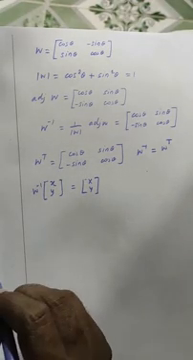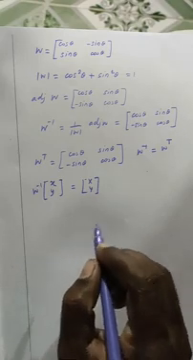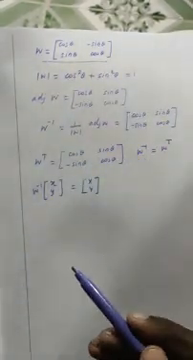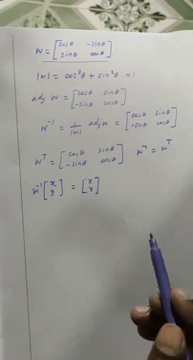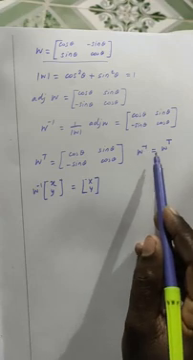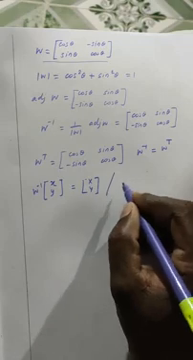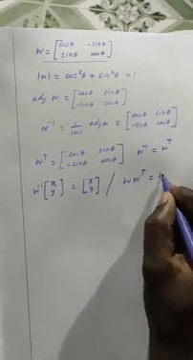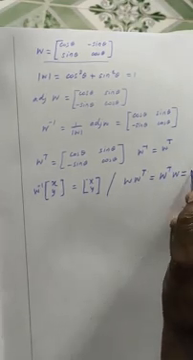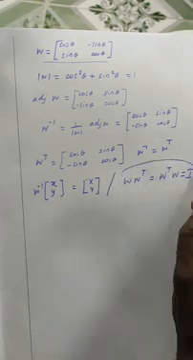This transformation is used in computer graphics and denoted by the matrix W, and W satisfies the special property that W inverse is equal to W transpose. Then we have W and W transpose is equal to W transpose into W is equal to I. This is known as the orthogonal property.